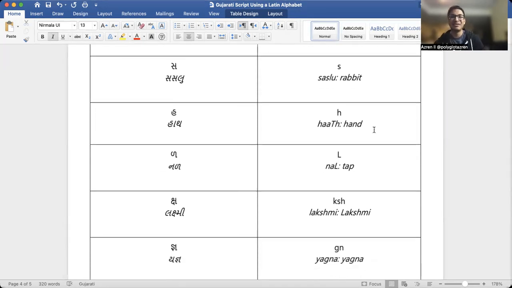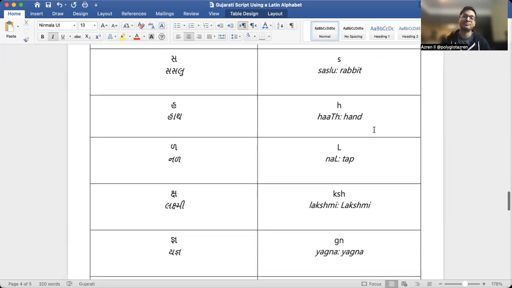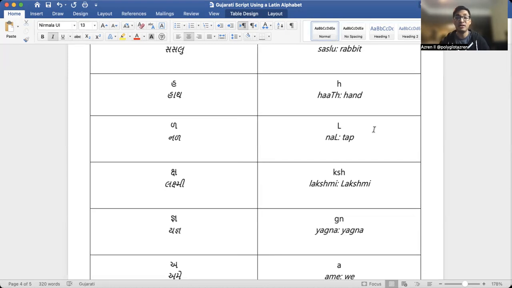Okay, next we have sa, such as saslu. Saslu is a rabbit. We write this with the letter S, lowercase s. Next one, ha, such as hat. Hat means hand, and it's written with the lowercase h.